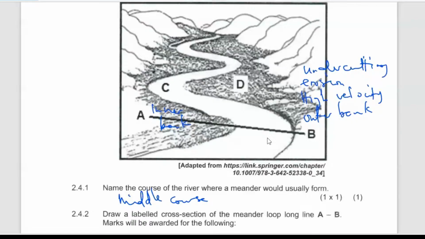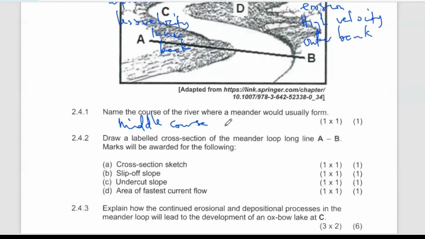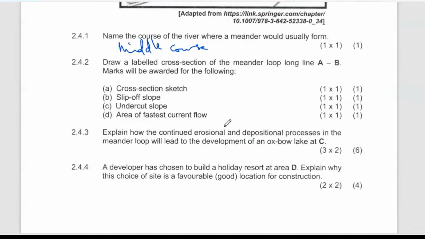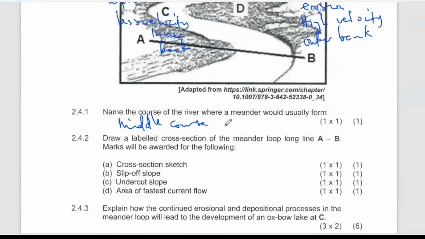And as there is erosion, we have undercutting taking place on the outer bend. And here on the inner bend, there is less velocity. Because of less velocity, we tend to have deposition happening, and because of deposition, that is where we have the development of what we call the slip-off slope. Right, so we go back to our question. Our question is saying, draw a labeled cross-section of the meander from A to B. We put our A here and we put our B this side. Our A, we said there's deposition, implying that this is going to be a slip-off slope. It's gently sloping because there's deposition.